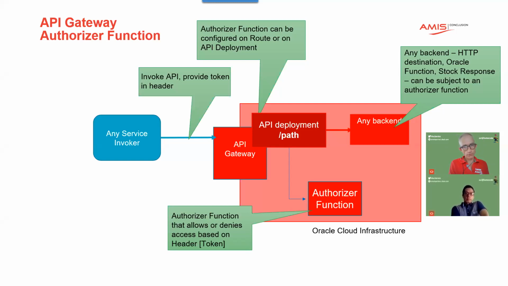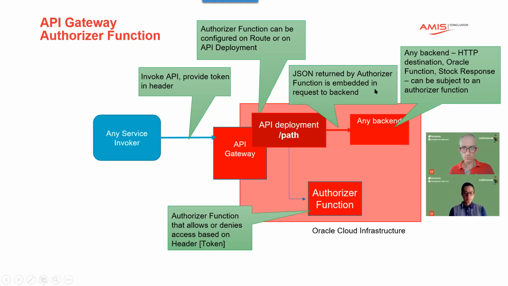So when the service invoker makes the request, he will typically include in the request a token, for example, the JWT token, or some other specific header value, and that information is passed by the API gateway to the authorizer function, and then used in the authorizer function to determine whether or not the request is allowed.